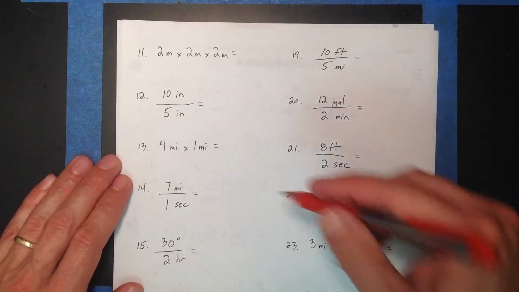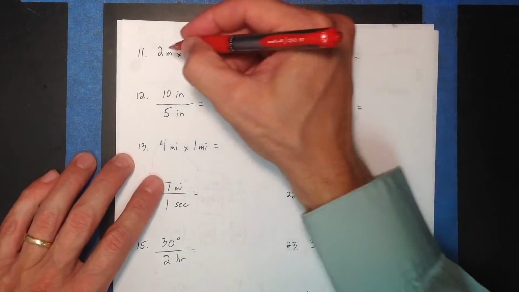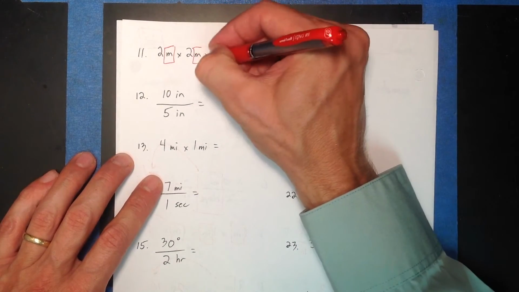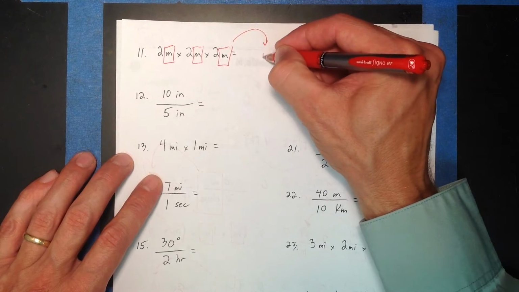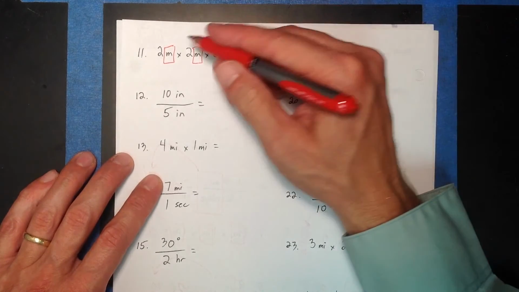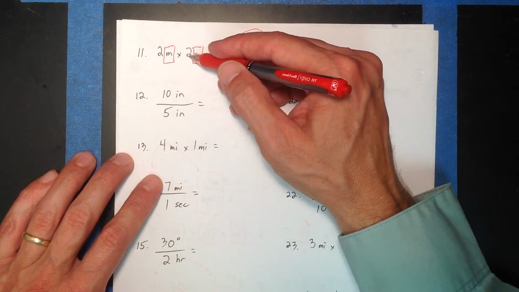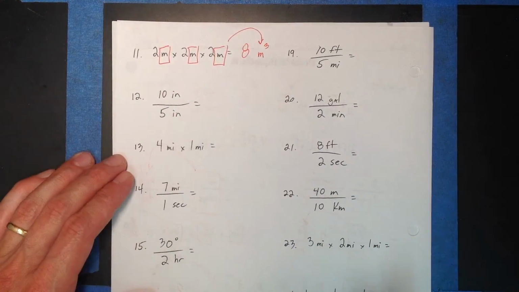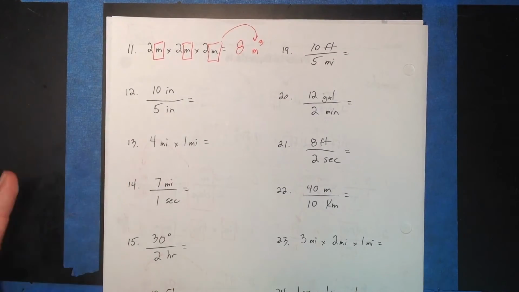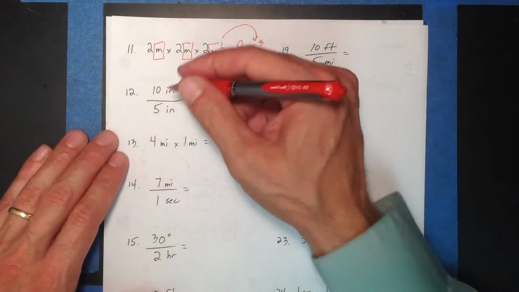Let's keep going. 2 meters times 2 meters times 2 meters. Meter times meter times meter will give you meters cubed. And then 2 times 2 is 4, and 4 times 2 is 8. 8 cubic meters. You may measure soil or gravel or something like that in cubic meters. Even water, sometimes they measure it like that.